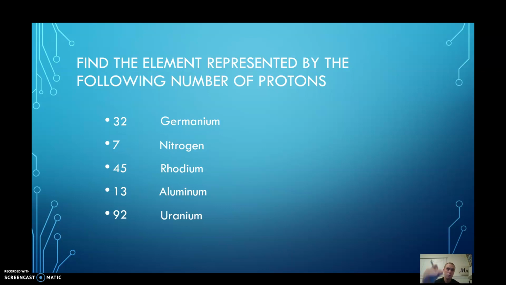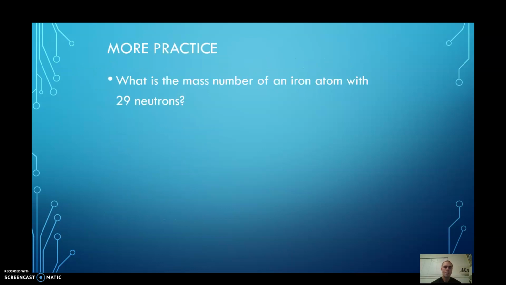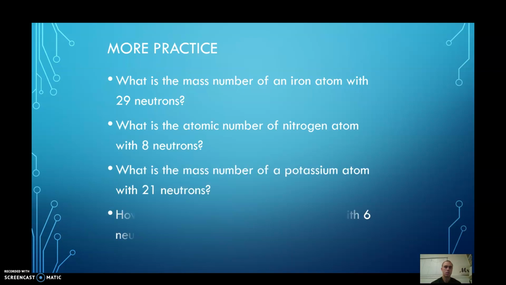Okay, that is pretty simple chemistry, but it's very important chemistry in terms of being able to read the periodic table and understand the information that's being presented to us. Okay, that's one thing in chemistry class that we need to come away with. One skill that we need to come away with is being able to read the periodic table accurately. Okay, here's a couple more practice questions. Pause the video, answer these.